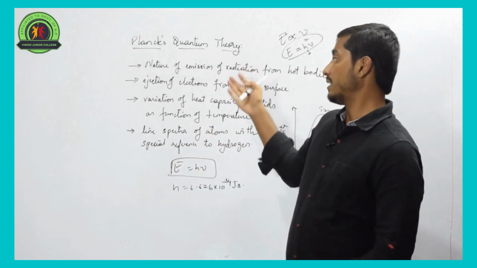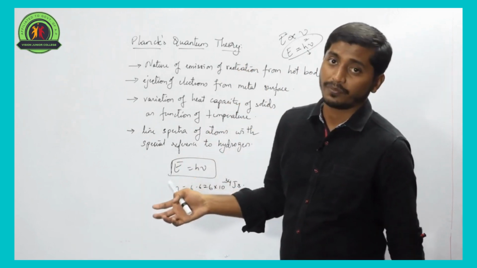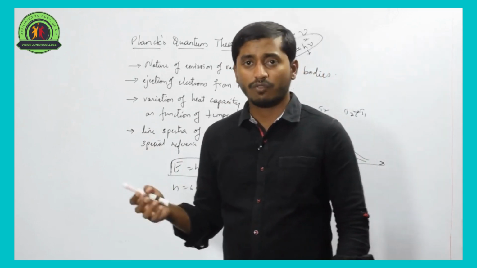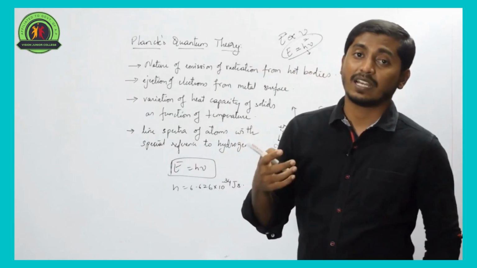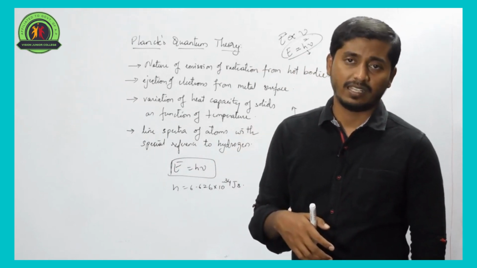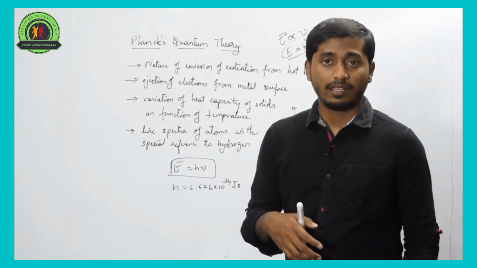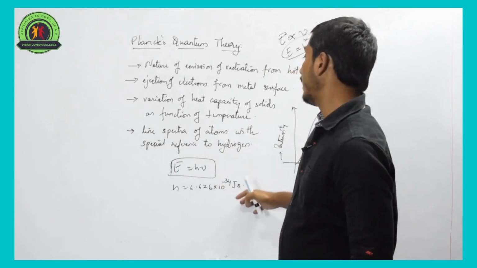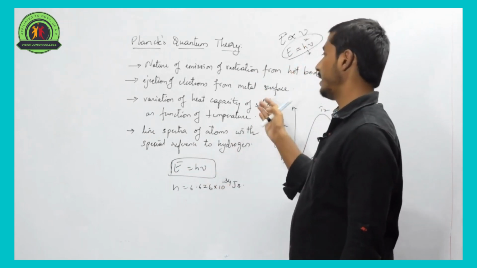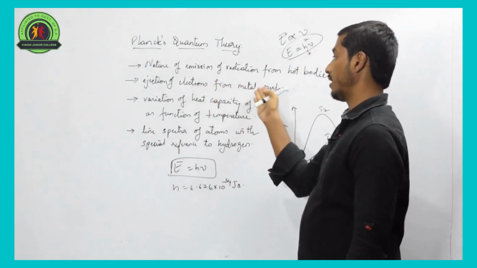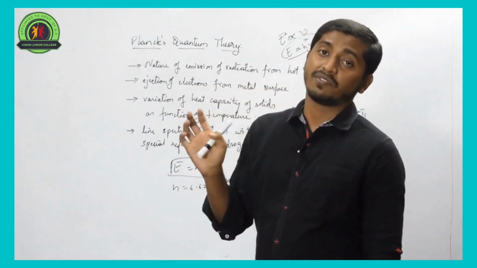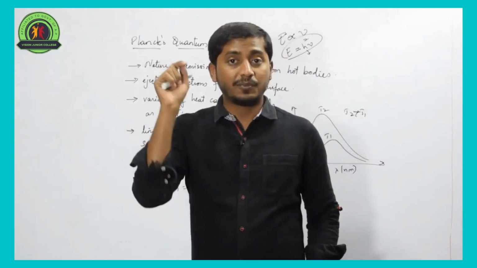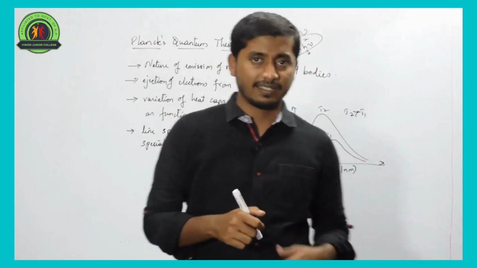And one more thing, he takes the example of Planck's quantum theory, through which he could explain different line spectra and the atomic spectrum. Is it clear? Okay. After this, let us have a small introduction about how the ejection of electrons takes place from a metal surface when light is incident on it. Okay, let us discuss that.